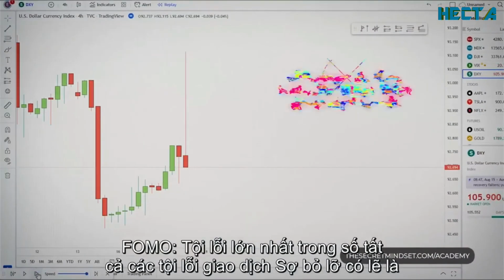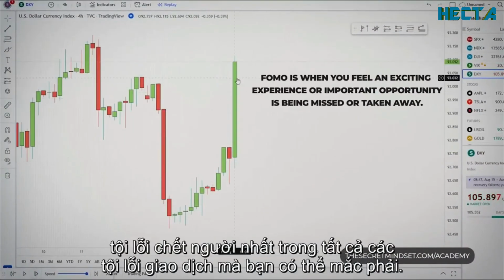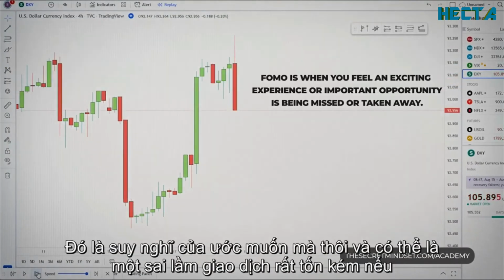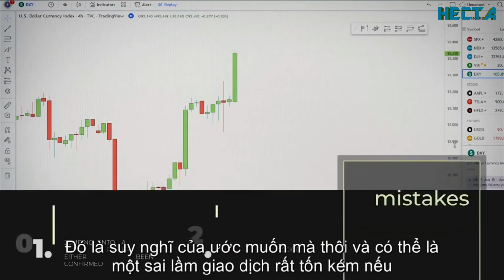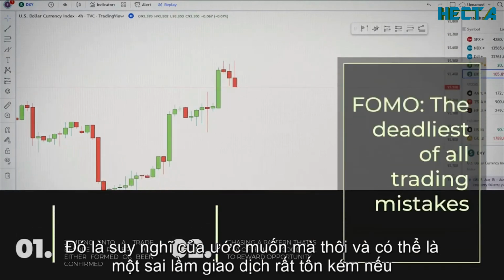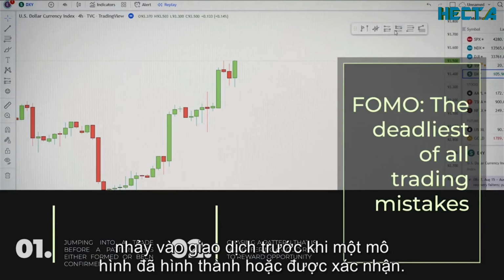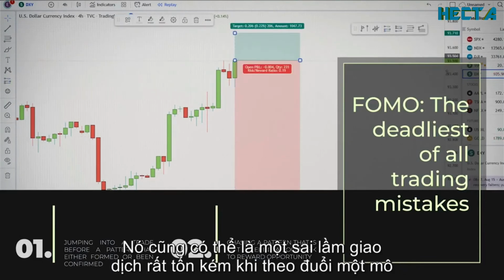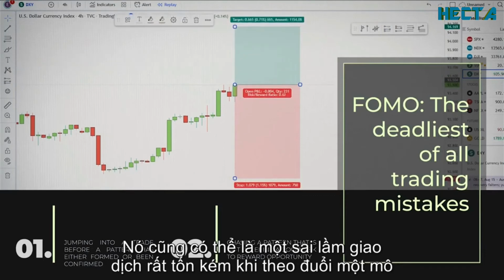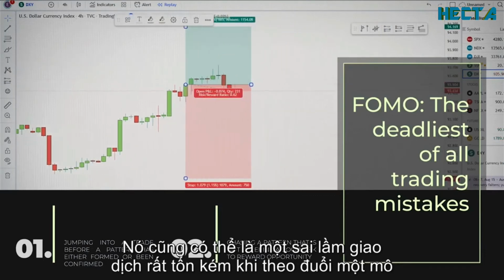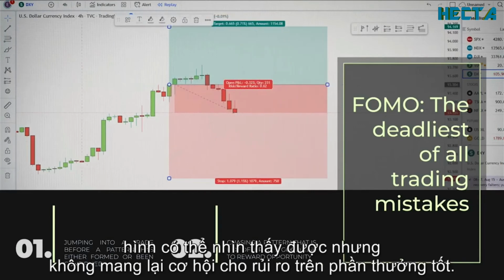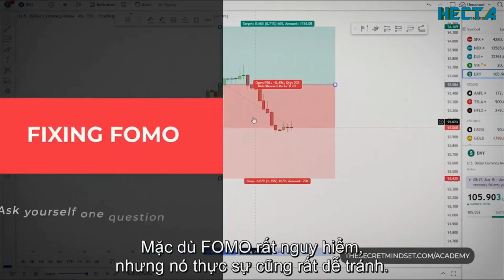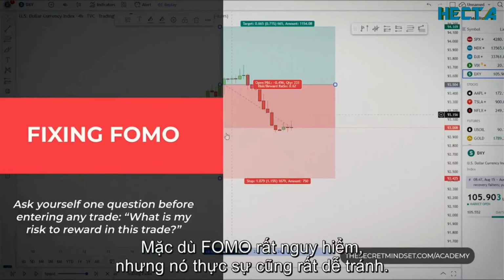Fear of missing out is perhaps the deadliest of all trading sins that you can make. This is wishful thinking, and it can be a very costly trading mistake to jump into a trade before a pattern has either formed or been confirmed. It can also be a very costly trading mistake to chase a pattern that is visible but is not offering a good risk-to-reward opportunity. Although FOMO is very dangerous, it's actually very easy to avoid it.